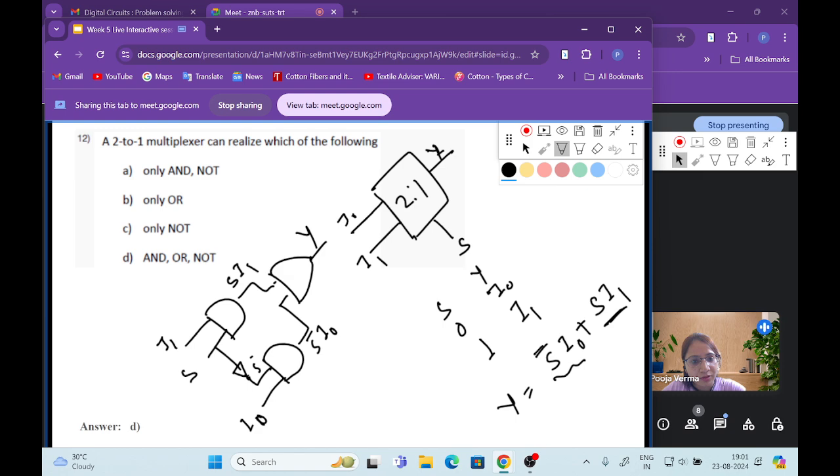So it is realized by AND gate, OR gate and NOT gate. Okay, that is the correct answer. If we want to design or realize a 2 to 1 multiplexer, AND gate, OR gate and NOT gate are required. Okay. So I hope you understand this.